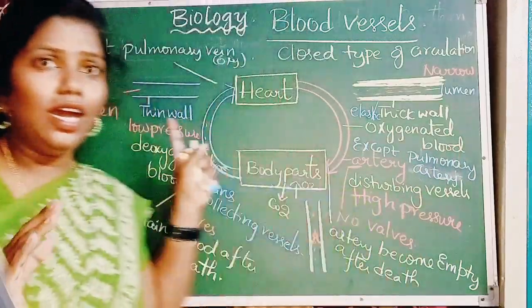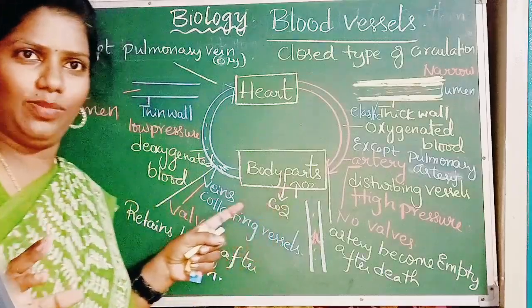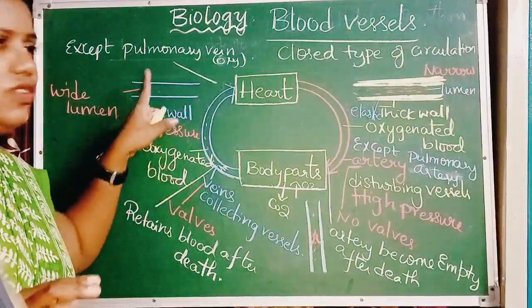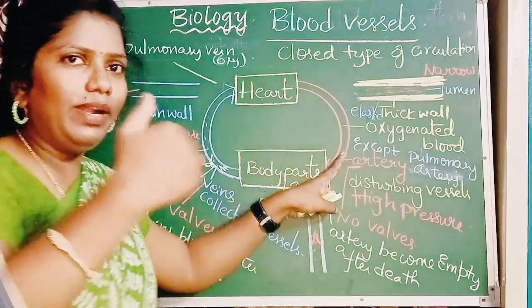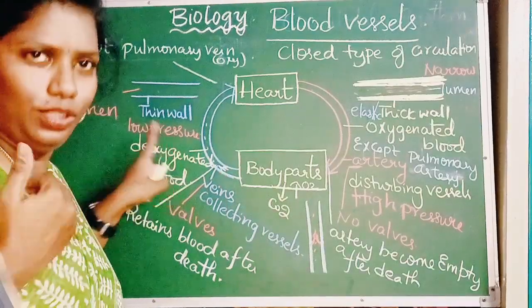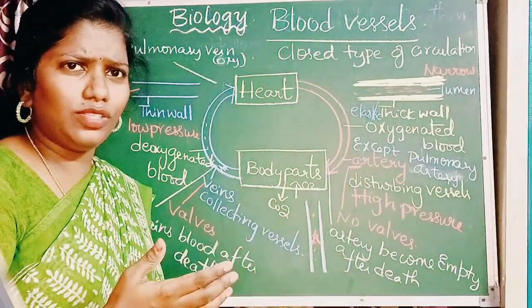If you cut a vein, the smooth flow of blood can take place because there is low pressure in veins. So from a cut artery, the flow of blood is jerky. From a cut vein, the flow of blood is smooth. Understand everyone? These are the common differences we can find.